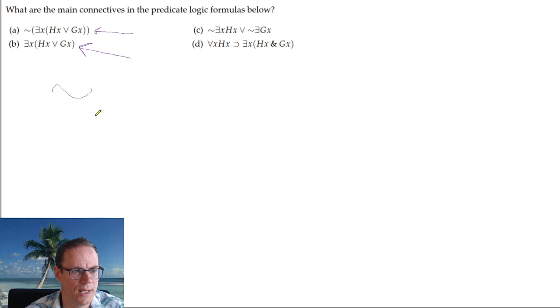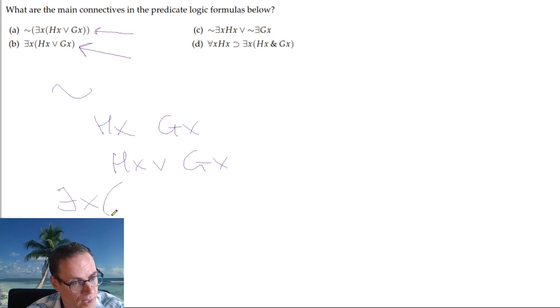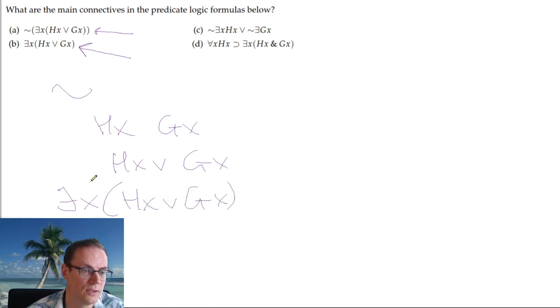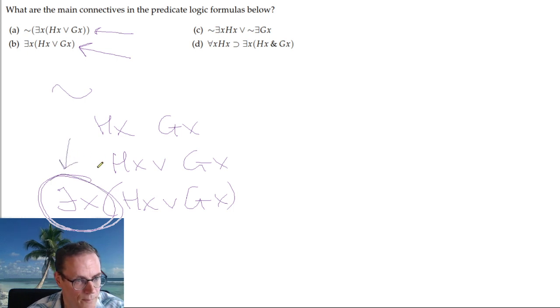you start with h of x, an open sentence, and g of x, another open sentence, and you create hx or gx, an open sentence, and then you tack on a quantifier with a variable that binds the unbound variables, and you have a closed sentence. So the final operation that was responsible for the construction of the sentence is the existential. So that is the main connective. It's the existential.